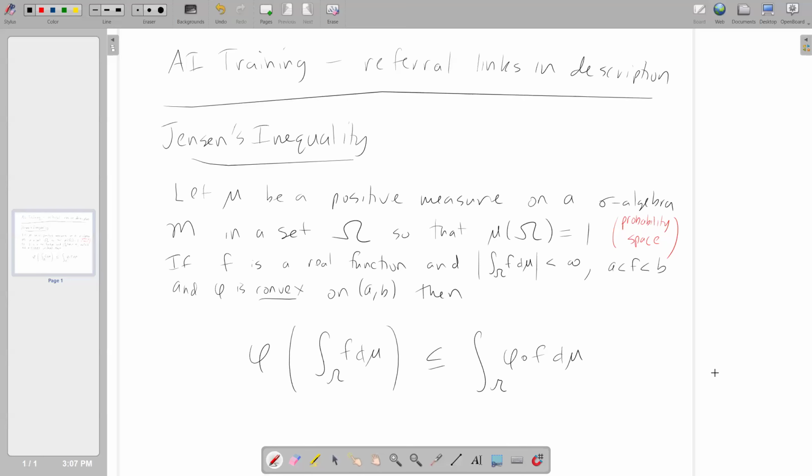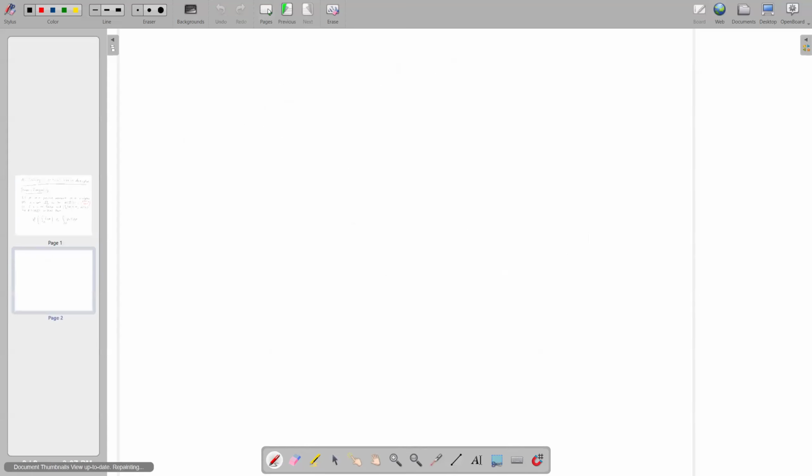Now, if you watched my Riesz representation theorem series, then you know what a positive measure is, you know what a sigma algebra is, you know what it means to integrate a function. I think the only thing here that I didn't really talk about is convex. I think convex is a relatively straightforward concept, but let me talk about that a little bit. So let's go to a new page here.